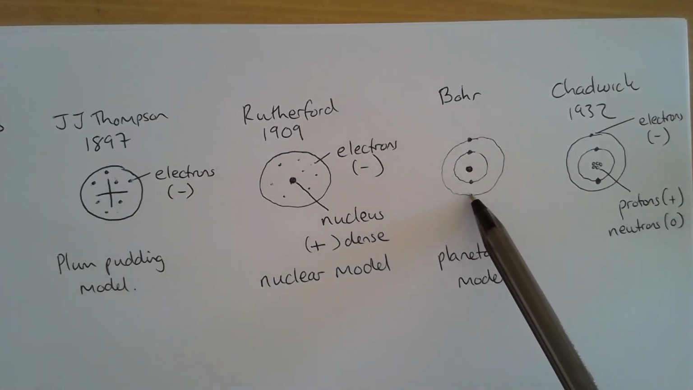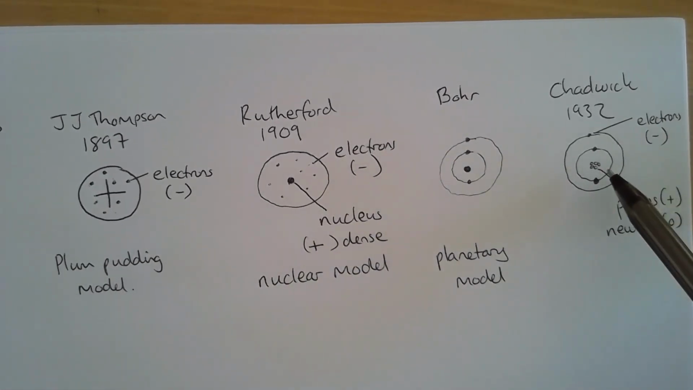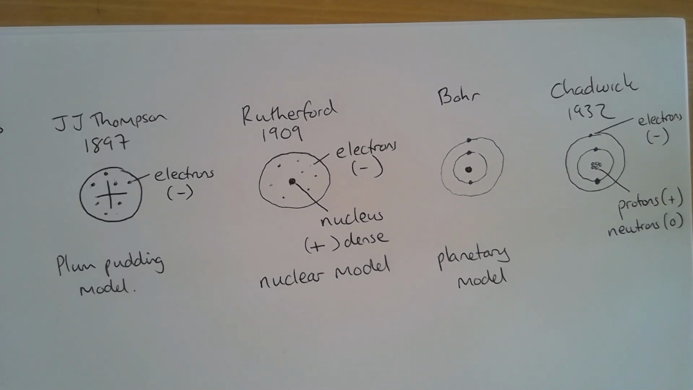Bohr added to this and said that actually the electrons are orbiting the nucleus, and Chadwick discovered the neutron. Because the neutron has no charge, it doesn't really interact with any fields, so that's why it was the last, and a relatively late, particle to have been discovered.